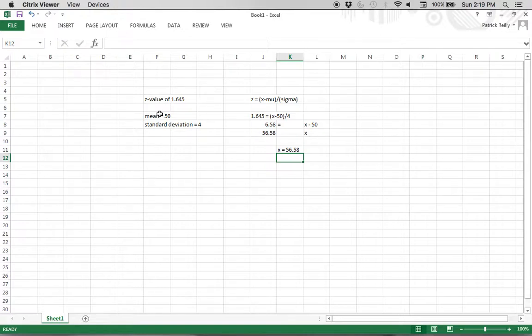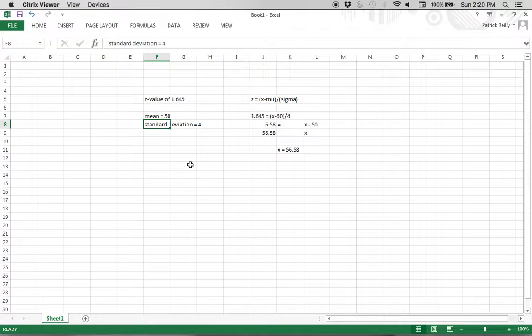So they gave us the proportion below, 95% of the data lies below what? We have to find the z-value first. So go to the z-chart, and we found the z-value, and then they gave us the mean and standard deviation. So we just plug into our formula. We plug in the z-value for z, we plug in the population mean for mu, we plug in the standard deviation for sigma, and then we just solve for x. Right? Pretty simple.